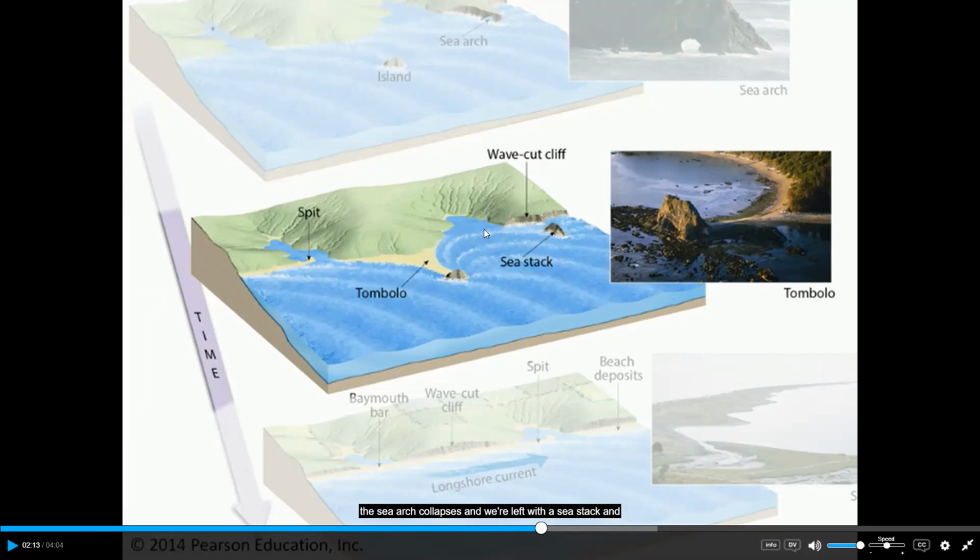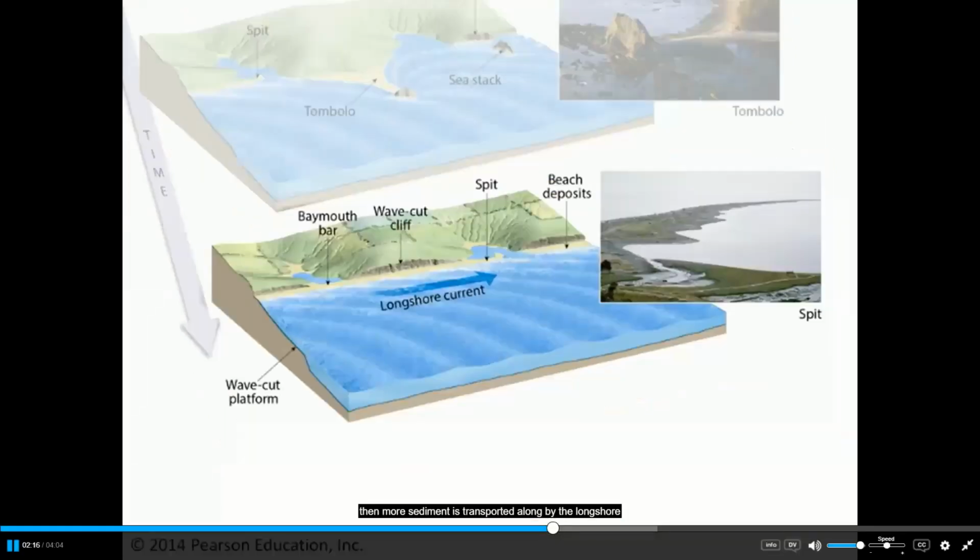And this can form in what we refer to as the wave shadow of a sea stack. So here we did have a sea arch, but we got a little bit of erosion that happened there. And so now we're left with a sea stack. So we can get depositional and erosional features happening essentially together. And then more sediment is transported along by the longshore current.